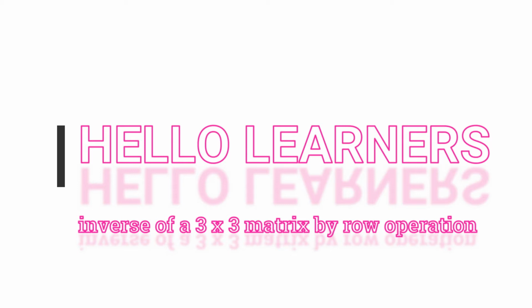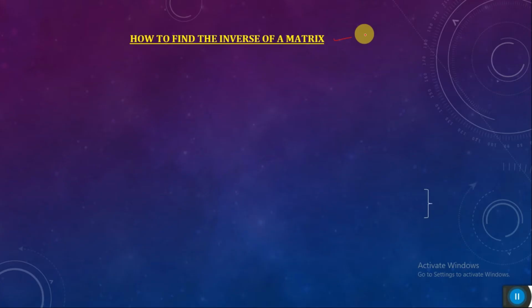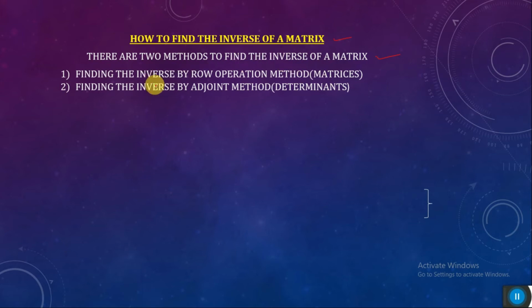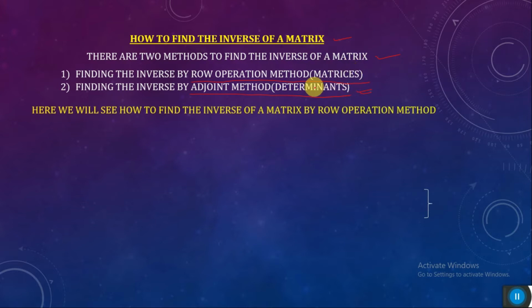Our topic is how to find the inverse of a matrix. Now there are two methods to find the inverse of a matrix. The first one is by row operation method. This will be in matrices. The next one will be the adjoint method in determinants. This will be done in another video. So here we will see the inverse of a matrix by row operation method.